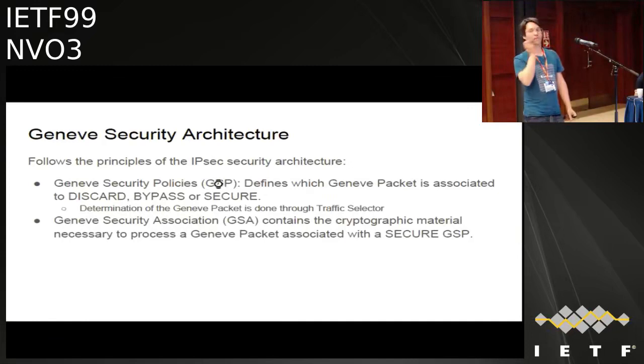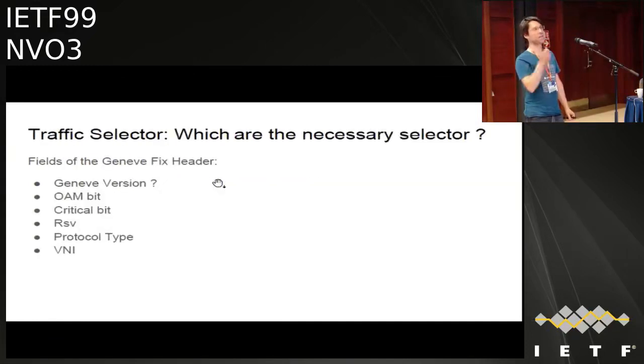So the big question is how we would define whether a packet needs to be protected or not. So we use what we call a traffic selector, because we have to read from the packet whether the packet needs to be protected or not. And so we are listing a few fields. The fields include the fields of the Geneva header, as well as some fields of the inner packet.